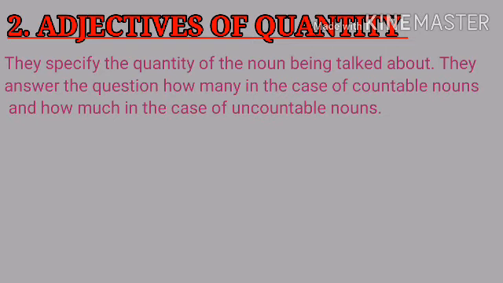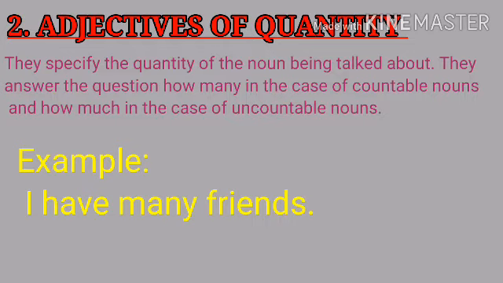The second kind of adjective is adjectives of quantity. So what are adjectives of quantity? Adjectives of quantity specify the quantity of the noun being talked about. They answer the question, how many, in the case of countable nouns, and how much in the case of uncountable nouns. For example, I have many friends.